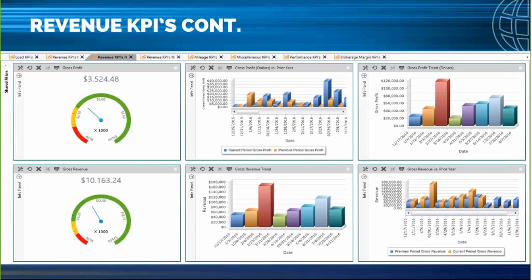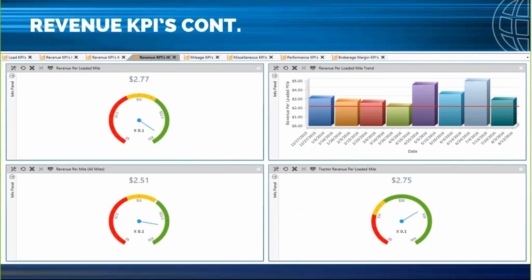Next to that KPI in the top in the middle, we can see gross profit dollars versus prior year. And next to that, we can see a gross profit trend. On the bottom row, we can see gross revenue trend, and gross revenue versus prior year.